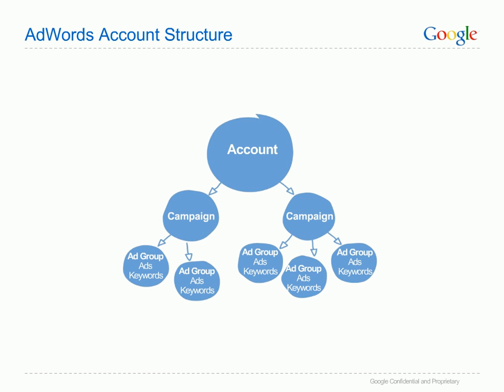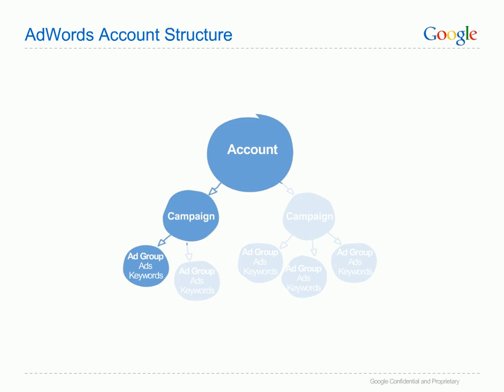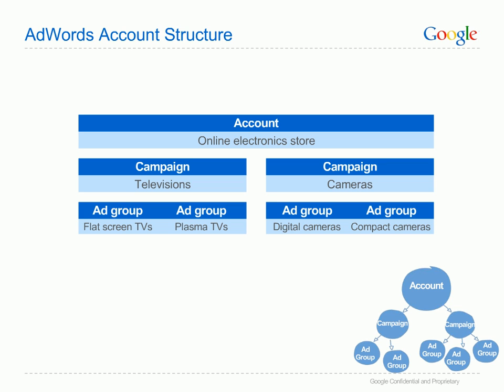AdWords uses this structure to help you create really targeted advertising. Your account is split into campaigns and each campaign into ad groups. Each ad group contains a keyword list and one or more ads. If you only have one ad and one keyword list, your account only has one campaign with one ad group. You can think about campaigns and ad groups like categories and subcategories to help you use them. Each campaign in your account should have a theme, and each ad group should focus on one specific product or goal. For example, if you're an electronics retailer, you may want to organise your account like this.